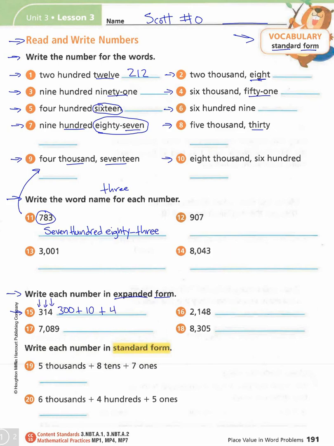So we're using expanded form for 15, 16, 17, and 18. So go ahead, pause the video, and work on those. And then when you're ready to go, start it back up.